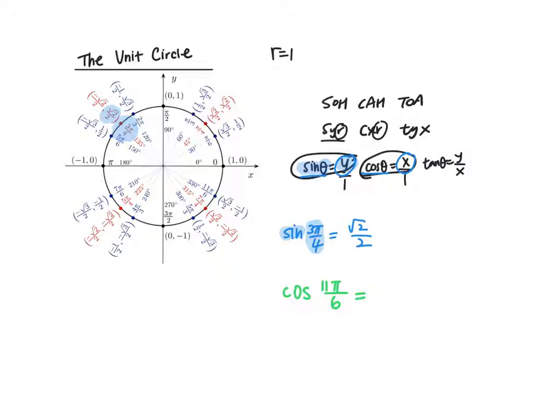Okay, how about cosine of 11 pi over 6? How would we do this? So for cosine of 11 pi over 6, to find cosine theta, we look at the x coordinate. So we go to 11 pi over 6, which I find right here, and we look at the x coordinate since this is cosine. Therefore, the answer is square root of 3 over 2. Cosine of 11 pi over 6 is equal to root 3 over 2.